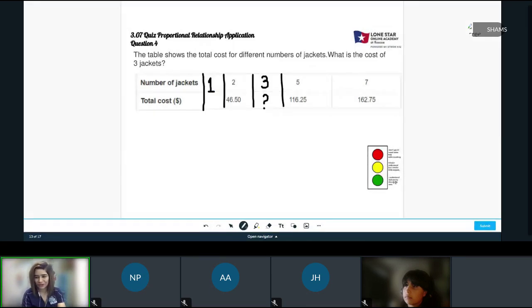Edgar, the answer is a little off. Chloe, excellent. Edgar, some digit is off, right? So if you want to find for 1 jacket, how do you find for 1 jacket? You will do 46.5 divided by 2. You will do half of 46.5, right? That is going to be the cost of 1 jacket.